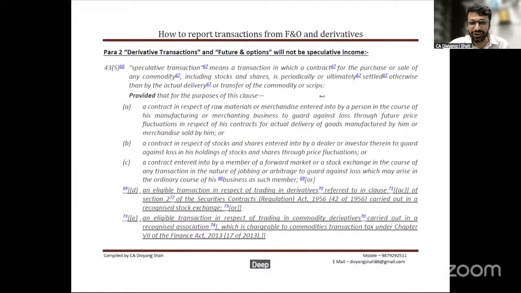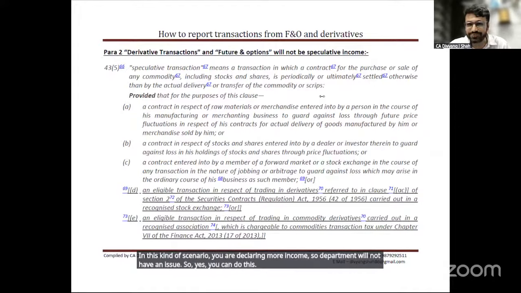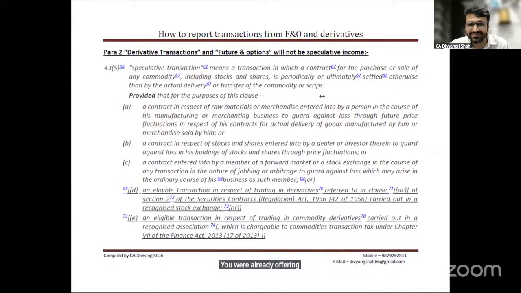Deepak Kumar: if there is a loss in F&O, then instead of getting audit to carry forward, if we declare profit of 6% of turnover, will this work? In this kind of scenario, you are declaring more income, so the department will not have an issue. So yes, you can do this. There won't be an issue, because you are declaring more income and the department is not going to say that I will charge more. You are already offering more. But I understand you are doing this just to avoid the audit.